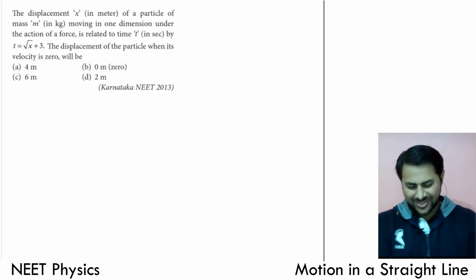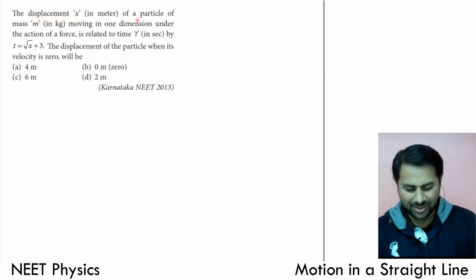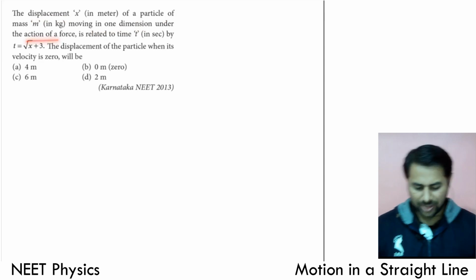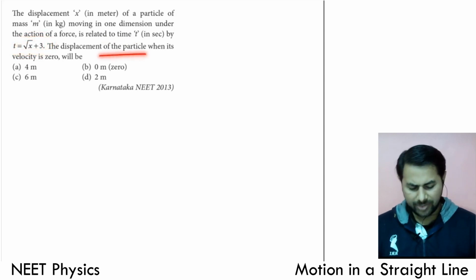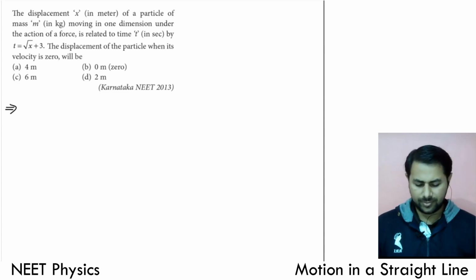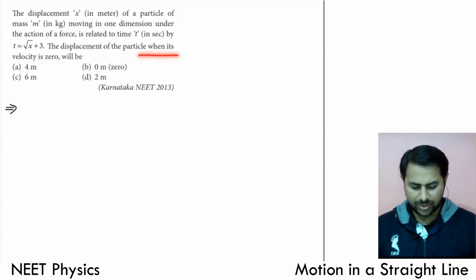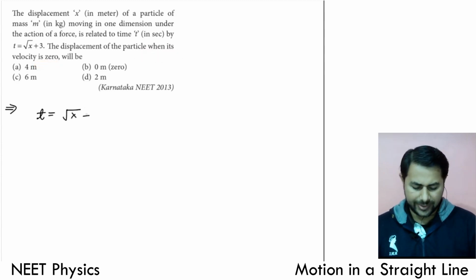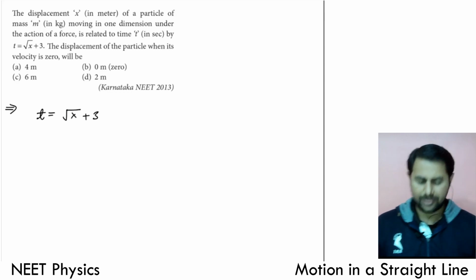All right. So the displacement x in meter of a particle of mass m moving in one dimension under the action of a force is related to time t, is given by this thing. The displacement of particle when its velocity is 0 will be, tell me. You want displacement when velocity is 0. What will you do? What is given? T is equal to root of x plus 3, and I want the displacement of particle when velocity is 0. What should we do?